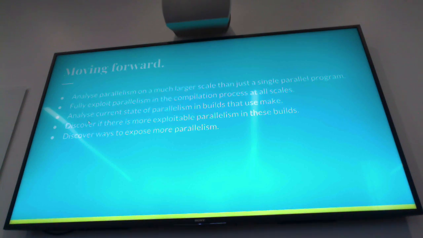And also, we want to analyze the current state of parallelism in builds that use make specifically. There are obviously other ways you can build a project, but make is pretty ubiquitous. And we want to discover if there's more exploitable parallelism in these builds. Hopefully this tool will let us do that, and also maybe will let us find ways to expose more parallelism in these builds.